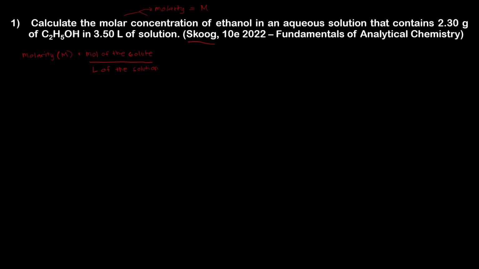C2H5OH. This is the chemical formula for ethanol. But we want to get the moles of the solute. So we need to convert this mass, which is given in grams, to moles. Thus, we need its molar mass. And we were also given the liters of the solution, so this is good. But we need to find the moles. So you may use your periodic table, but I have a trick.